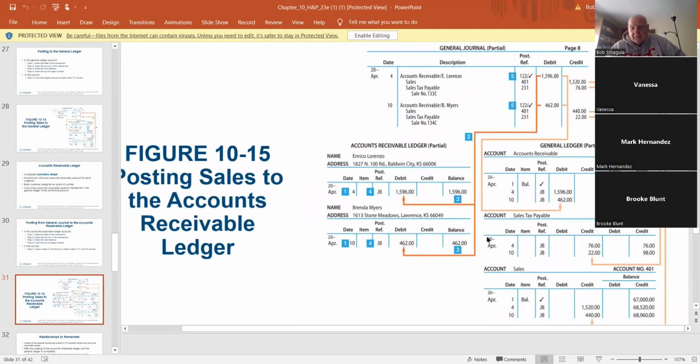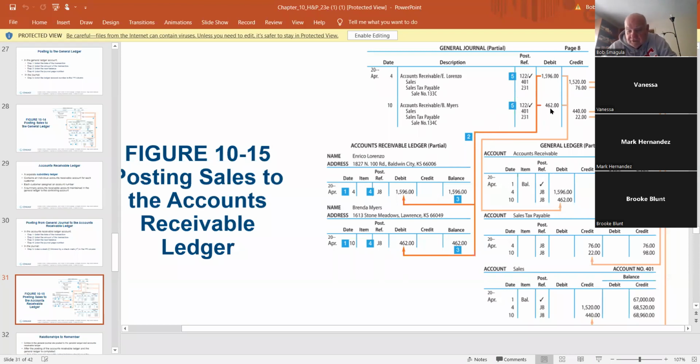Here we go. Here are the same two transactions that we posted to the general ledger. Look at your accounts receivable subsidiary ledger. Enrico bought something for $15.96. That gets posted to his account. Apparently, he did not have a balance with us, and now he does, $15.96.